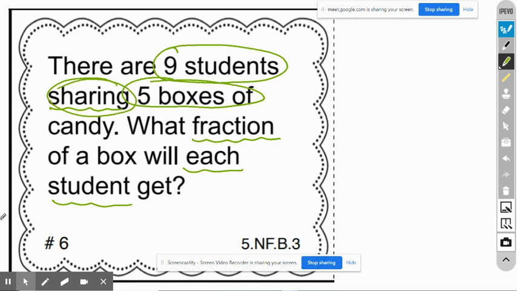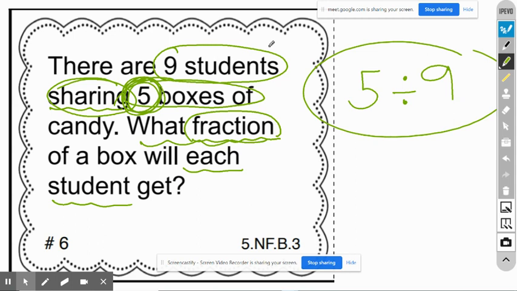Okay. Now you realize it's division, right? Now we have to be careful. You have to ask yourself what? Yes, what are you sharing? What are they splitting? The boxes, the 5 boxes. So it's 5 divided by 9. And the question says, look at the question. It says what fraction? You know your answer is going to be a fraction. How do I write this as a fraction?